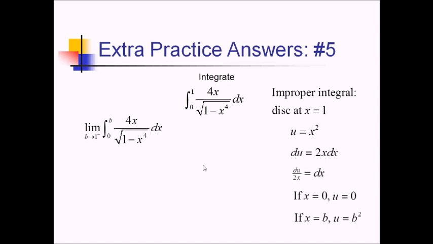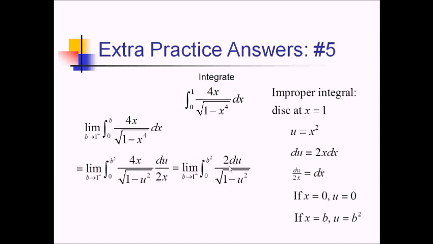Plugging everything back in, I've got the limit as b approaches 1 from the left, integral from still 0, but now we have a b squared up here. And I have 4x over the square root of 1 minus u squared. This is kind of a little weird. We don't usually do substitutions like this, but in this case it works. And now for dx, we're going to substitute du over 2x that we wrote over here. The 4x and the 2x cancel, leaving us with a 2 up here. Not much else that we can do to simplify this, though.